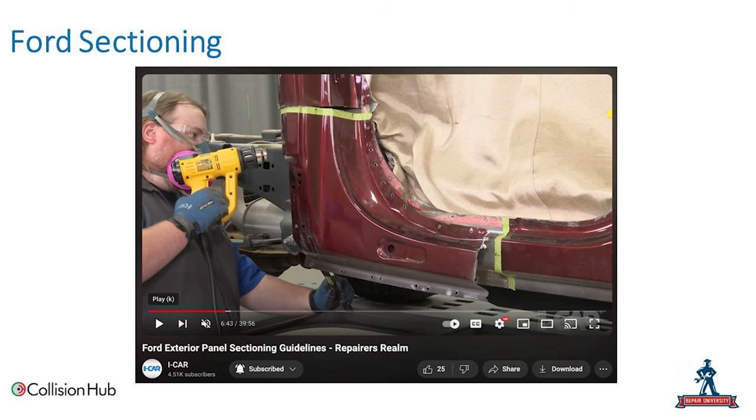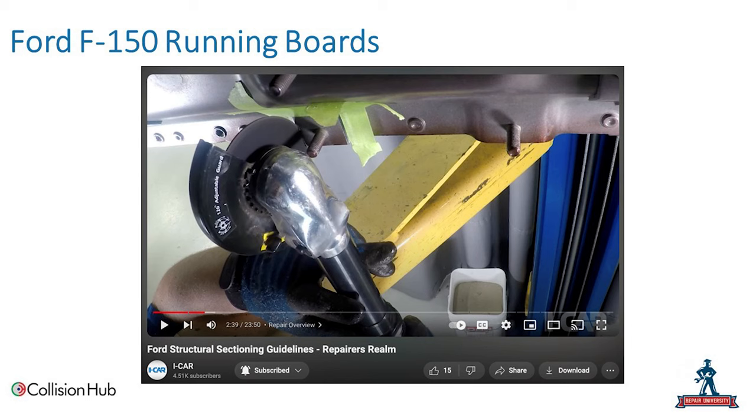So one's called the Ford Exterior Panel Sectioning Guidelines on Repairs Realm, so you can find that on their YouTube channel. And the other one I threw in here doesn't necessarily apply, however, this is an area that I know a lot of people have had challenges with. The running boards on those trucks keep getting ripped off, and it was a very, very complex repair to replace those. So they actually allow you to section those mounting areas. Again, maybe not our favorite, however, the fact that they're allowing us to do that really helps with some of the repairs.